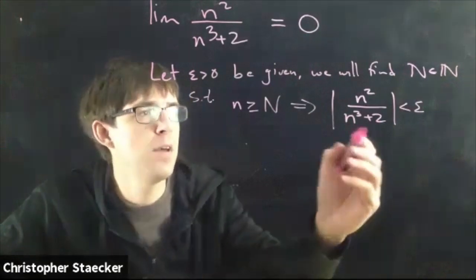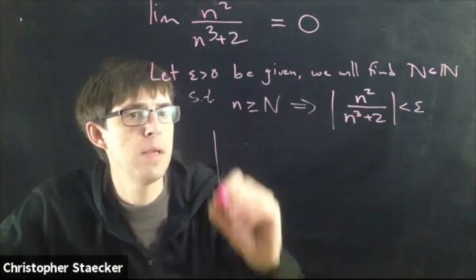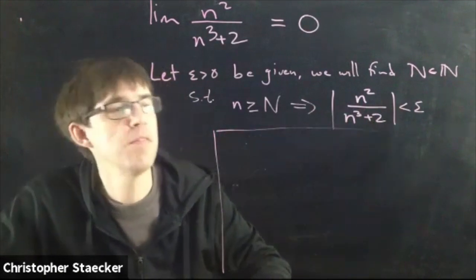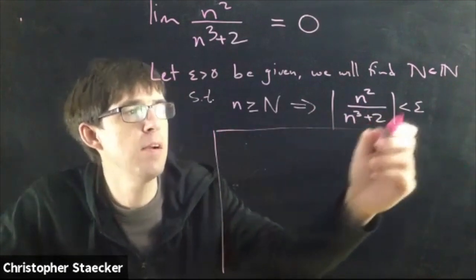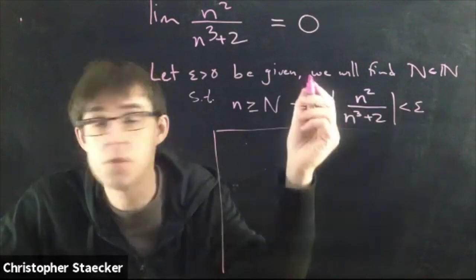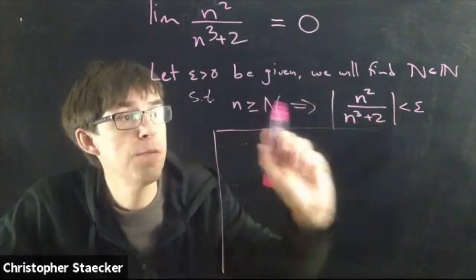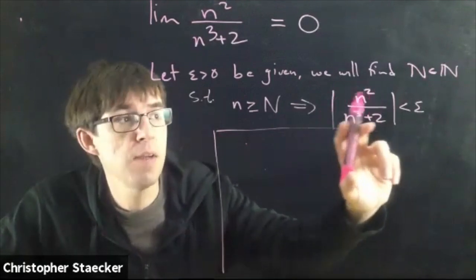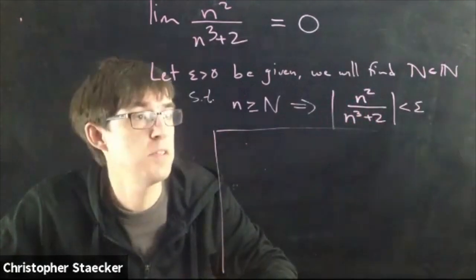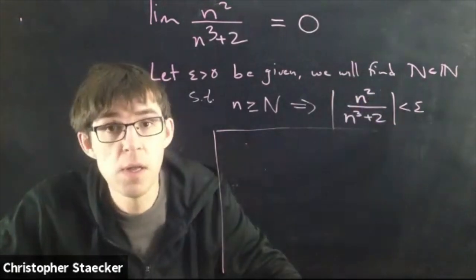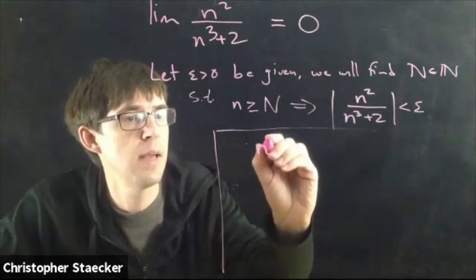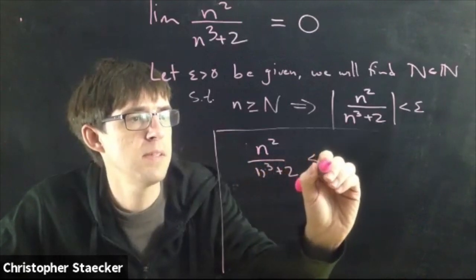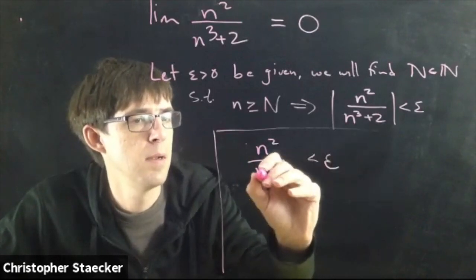Now we begin sort of the work over here. This thing right here, less than epsilon, we want to try and simplify. First of all, the absolute values: this thing is already positive, right? Everything inside this fraction is positive, and so we don't really need to consider the absolute values. So it's just going to say n squared over n cubed plus 2 less than epsilon.